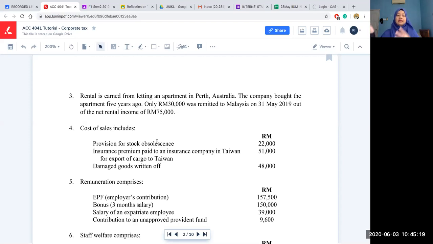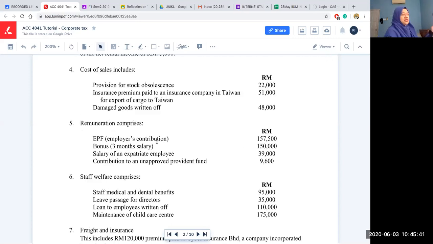All right? So, nanti you jumpa insurance premium, then you faham. Okay, insurance premium principle dia is like this. So, you apply the same bila you jumpa insurance premium in other questions. Right? So, as you go along, the more you do exercises, the more kinds of expenses you will find. Then you know how to treat each aspect. Yeah? Alright. So let's talk about the provision.